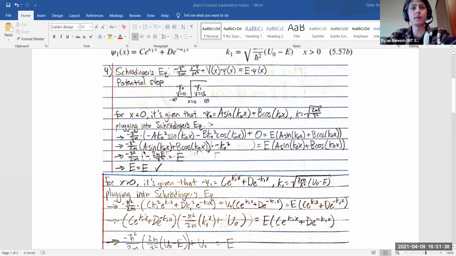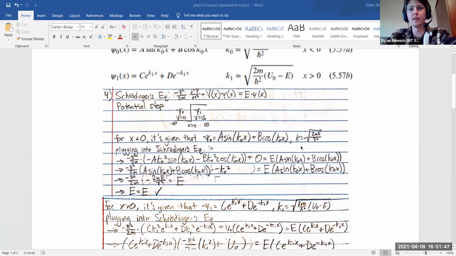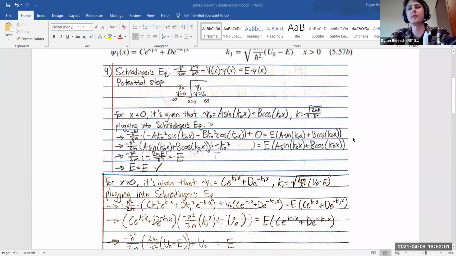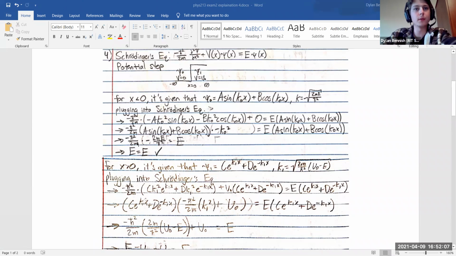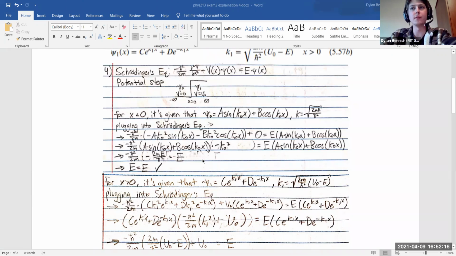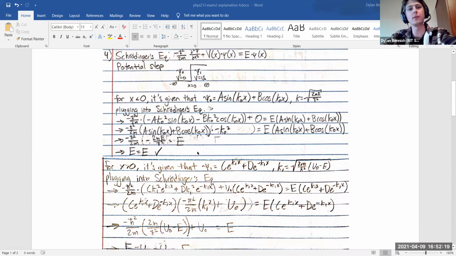What we're left with is minus h bar squared over 2m, which never changed. This term here, minus 2mE over h bar squared, comes from the fact that k naught is the square root of 2mE over h bar squared, and we have this minus k naught squared term. So we square this, get rid of the square root, and that leaves us with minus 2mE over h bar squared. Psi was canceled on the right-hand side, so we're just left with E there. Now it's pretty straightforward. Cancel 2m, cancel h bar squared, cancel a negative sign, and we're left with E equals E. So that proves that in region 0, this is a solution to Schrodinger's equation.